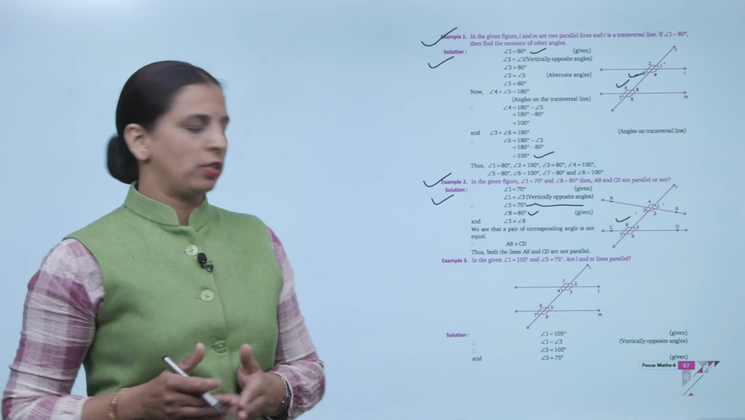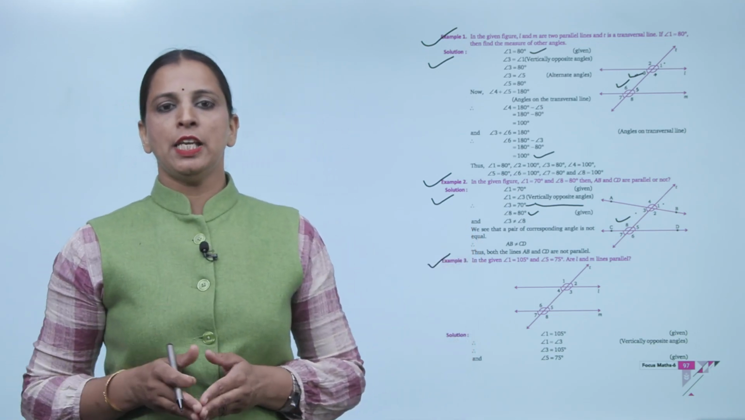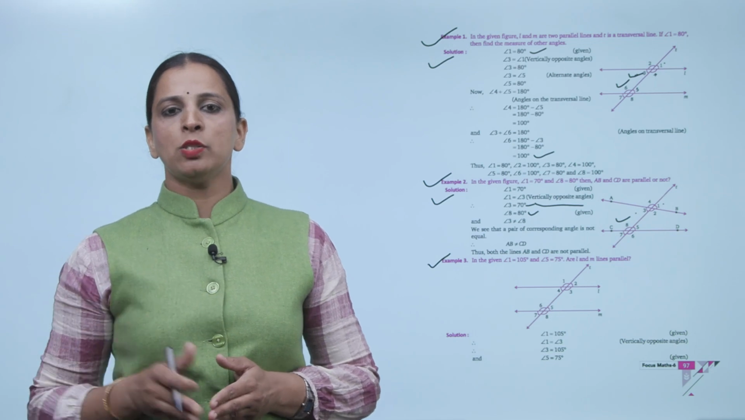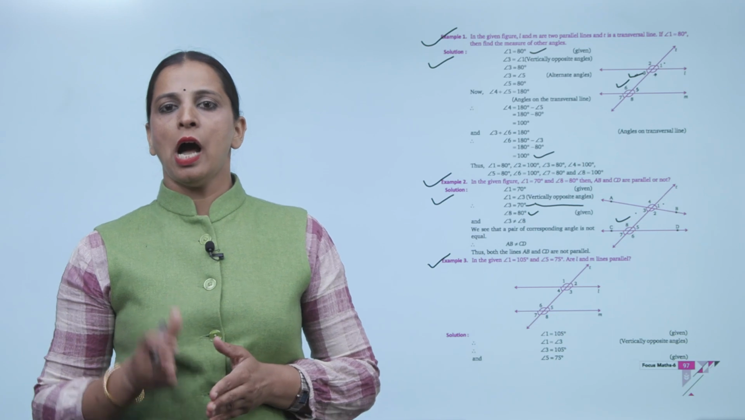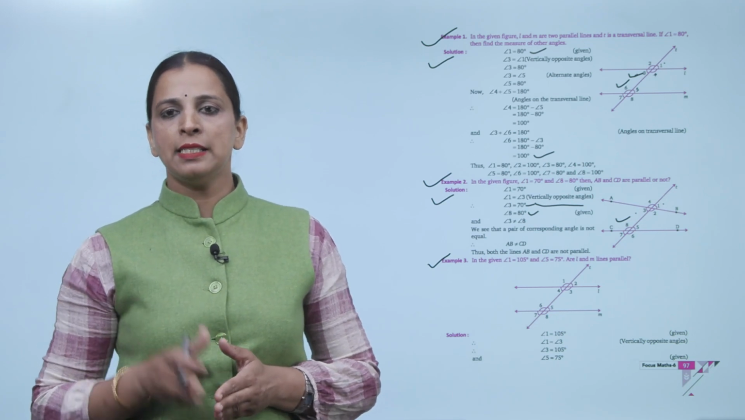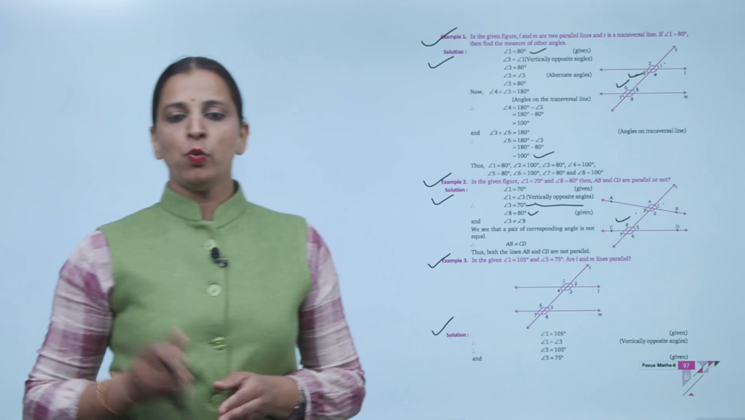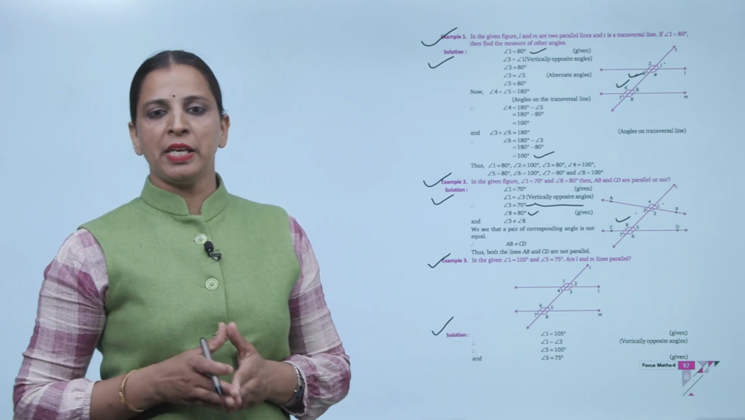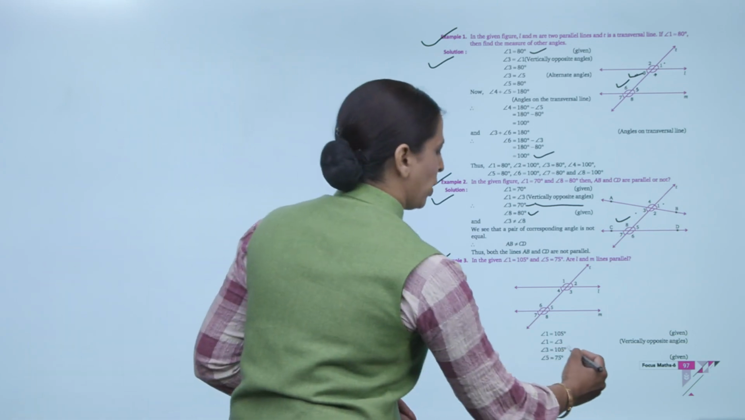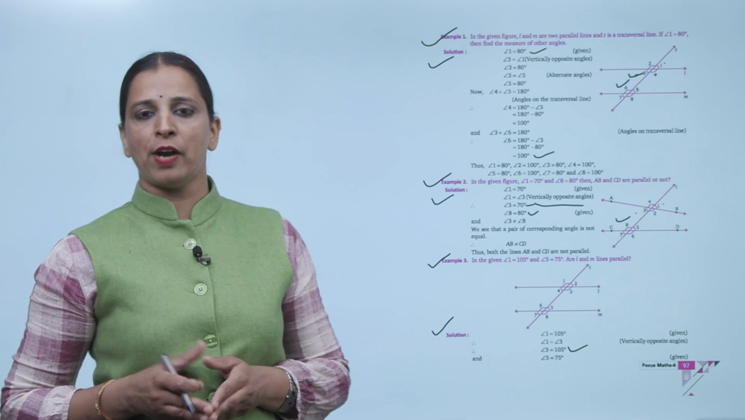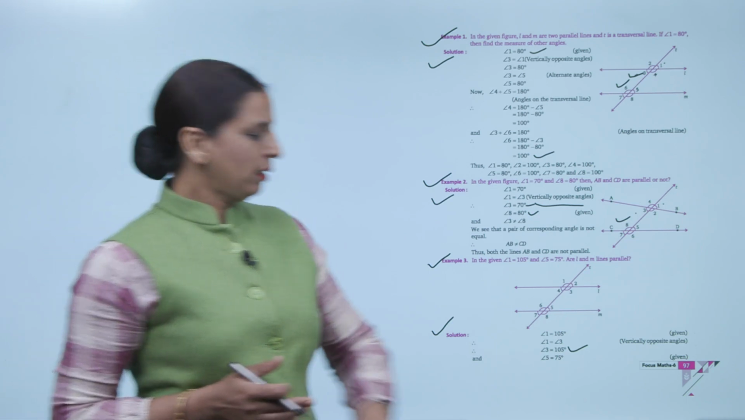Now example 3. In the given figure, angle 1 is equal to 105 degrees and angle 5 is equal to 75 degrees. Are L and M lines parallel? Solution करते हैं. एंगल 1 इज इक्वल्स टू 105 डिग्री, ये हमें गिवन है. एंगल 1 इज इक्वल्स टू एंगल 3, वर्टिकली अपोजिट एंगल, सो एंगल 3 इज ऑल्सो इक्वल्स टू 105 डिग्री. एंगल 5 इज इक्वल्स टू 75 डिग्री गिवन है.